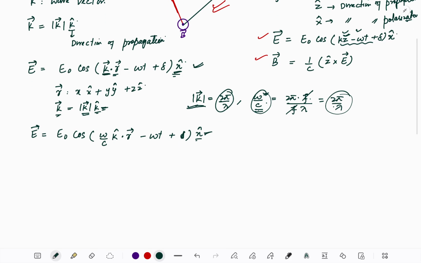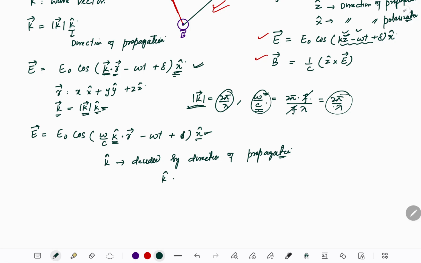Now one more important thing: what is this k cap? How do we find this k cap? This k cap is decided by the direction of propagation. So it's a unit vector. I know it feels a bit confusing, but when I take an example, it's very easy. So how to find the k cap?